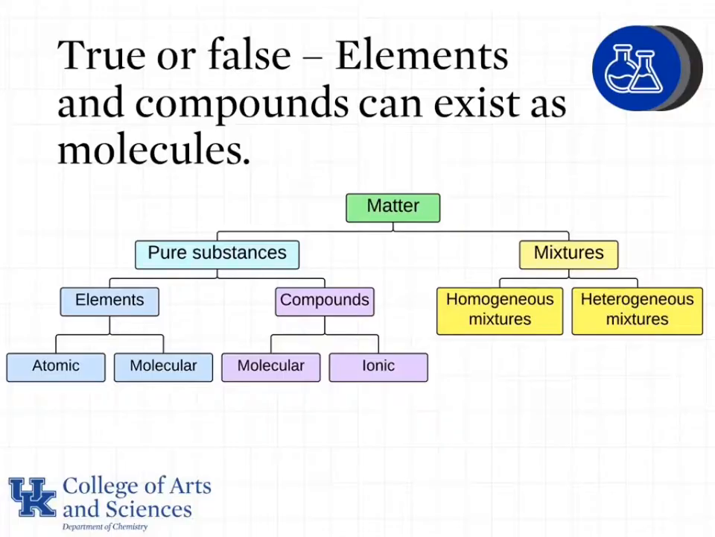Let's look at a statement. Elements and compounds can exist as molecules. So look at the diagram to see if you think this is true or false. From our diagram, we see that both under elements and compounds, we see an option for molecular, which tells us that they can exist as molecules.